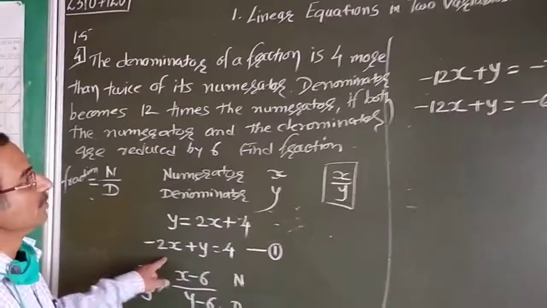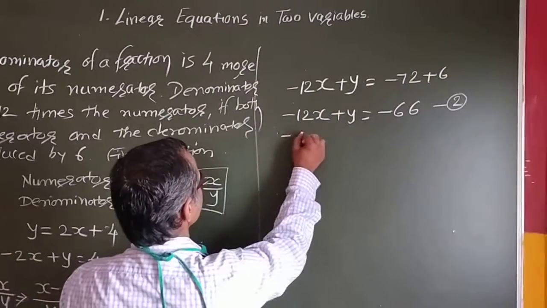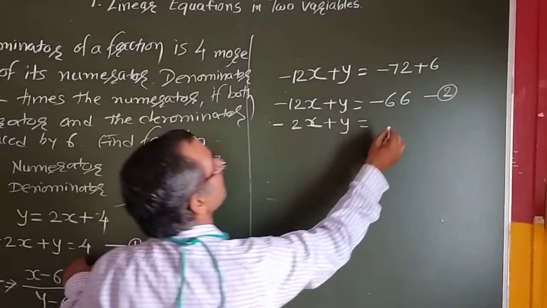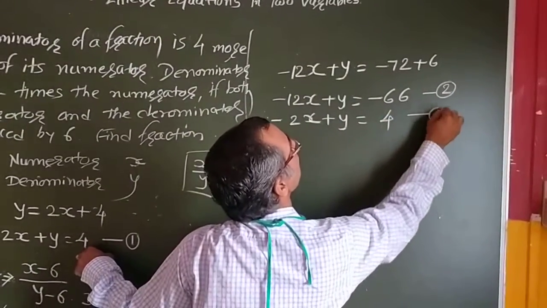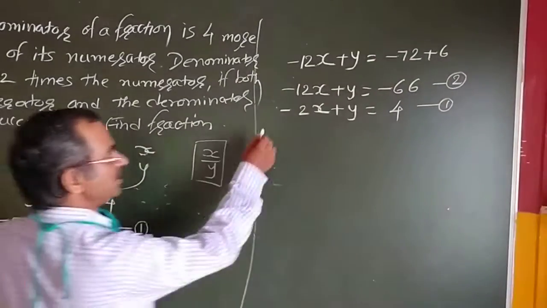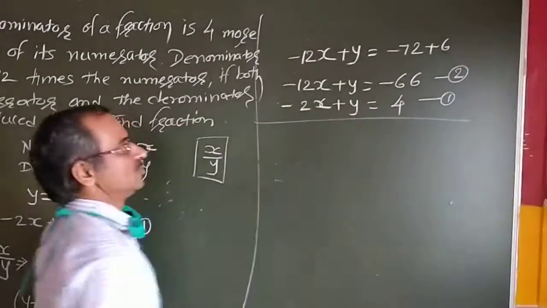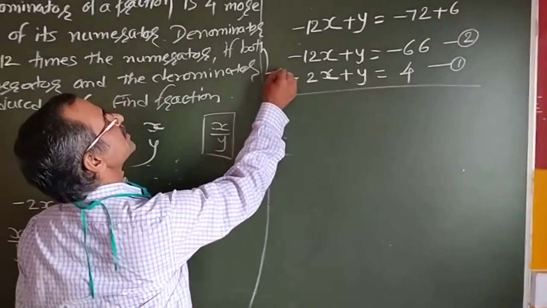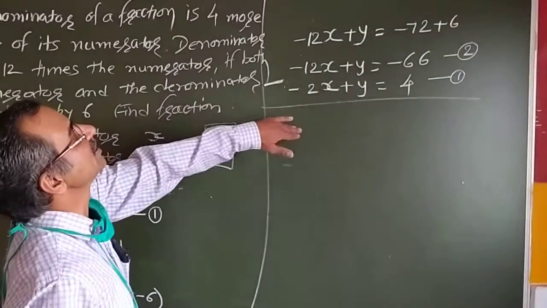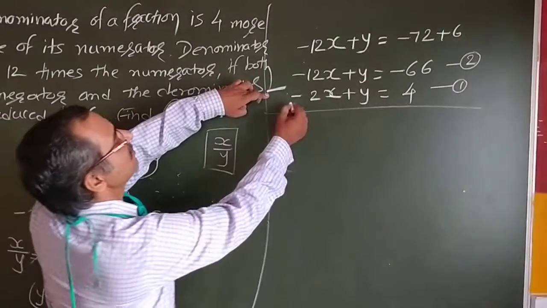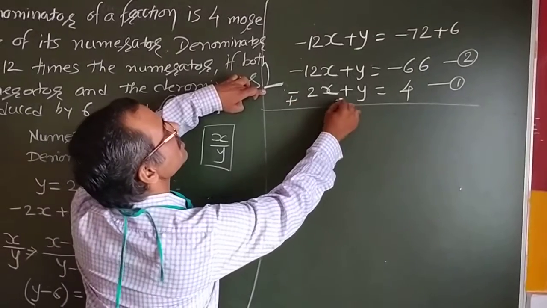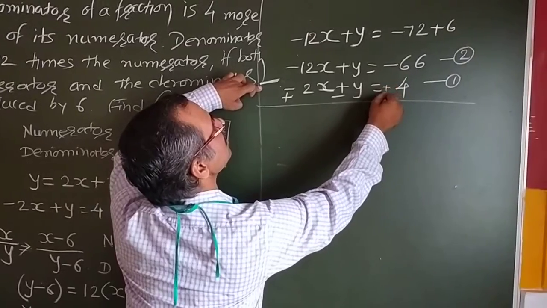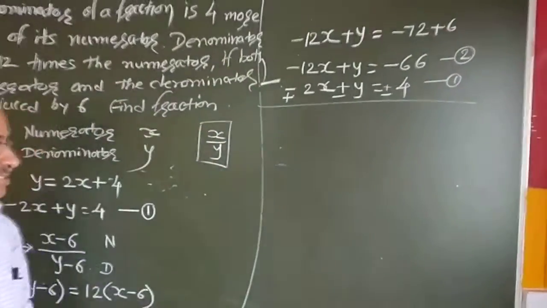Then we write equation number 1: 2x minus y is equal to minus 4. To solve it, there is no need to multiply any equation. We directly subtract equation 1 from equation 2. In subtraction, signs change: minus becomes plus, plus becomes minus, and where there is no sign, it is considered a plus, so it will be a minus.